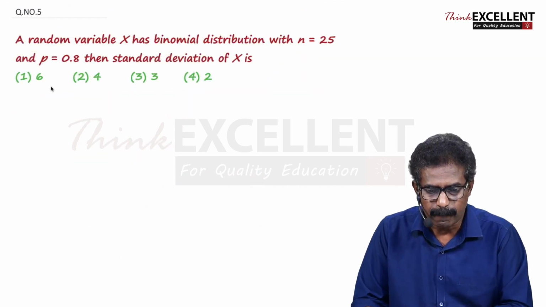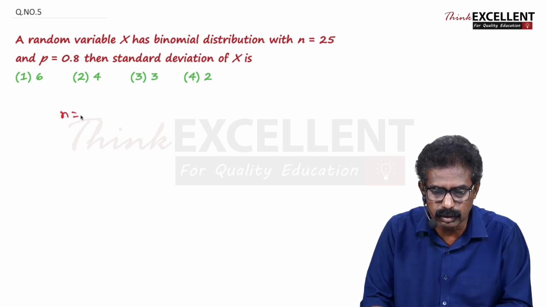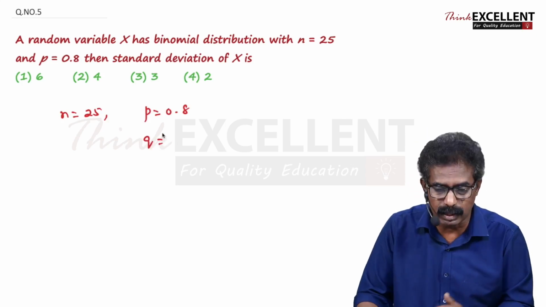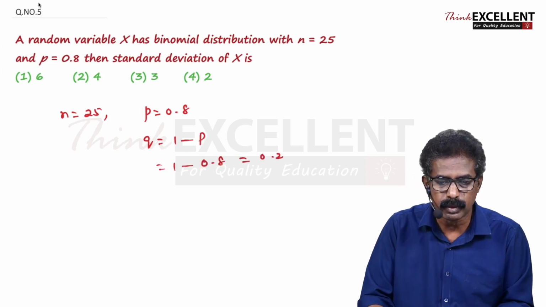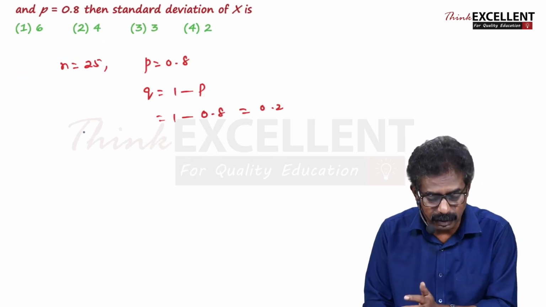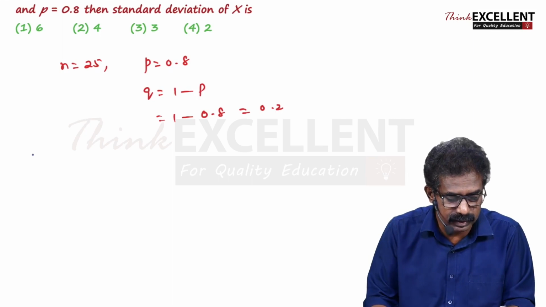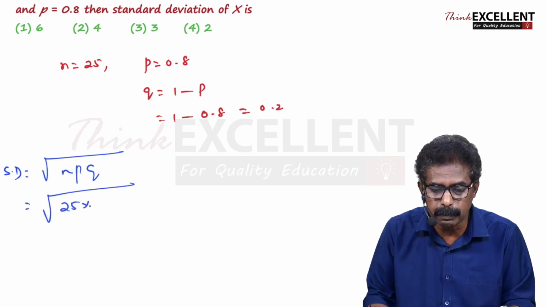Now let's move on to question number 5. A random variable x has binomial distribution with n equal to 25, p equal to 0.8. Immediately you can say q, because p plus q is 1, so q equals 1 minus 0.8, it is 0.2. The question is to find the standard deviation. The formula you remember: mean equal to np, variance equal to npq, and standard deviation is the root of npq. So standard deviation is root of 25 into 0.8 into 0.2.